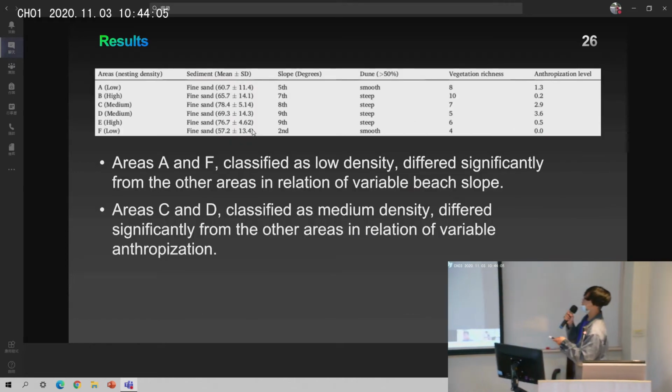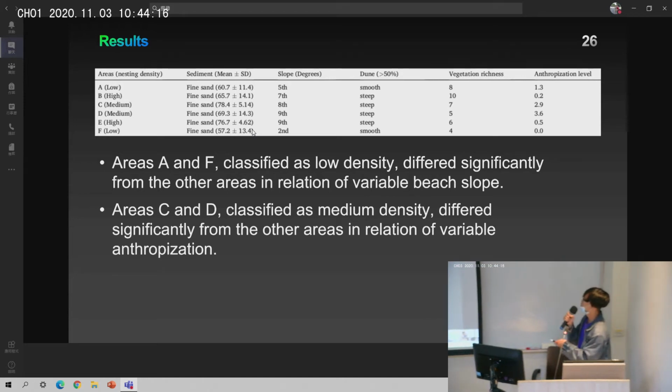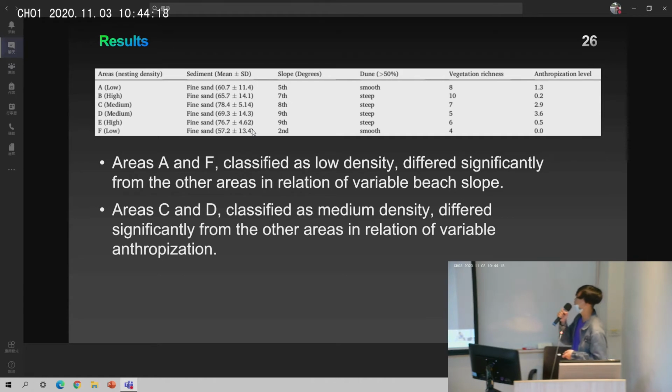Areas A and F, which we classify as low density, differ significantly from the other areas in relation to the variable beach slope. Areas C and D, which we classify as medium density, differ significantly from the other areas in relation to the variable dune position.